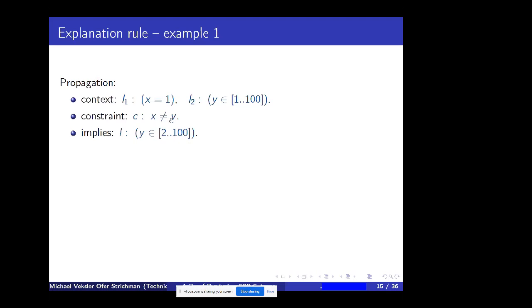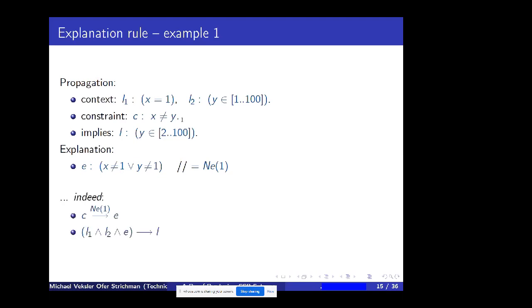However, we used a general constraint, x different than y. And what we want to do is to replace this with an explanation clause. So what is the explanation clause going to be? The explanation clause is going to be an instantiation of the rule that we saw in the previous slide. In this case, we instantiate it with the constant 1: x different than 1 or y is different than 1. And let's see that indeed it satisfies the requirements of an explanation clause.